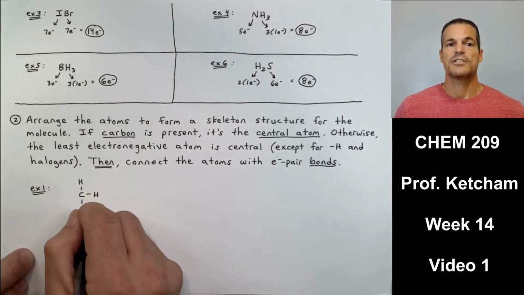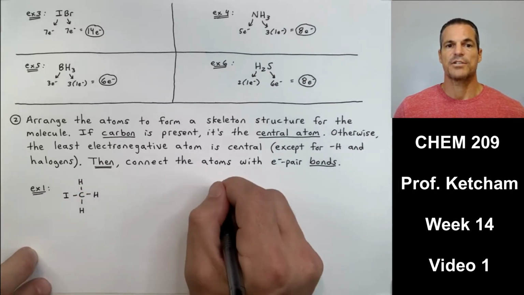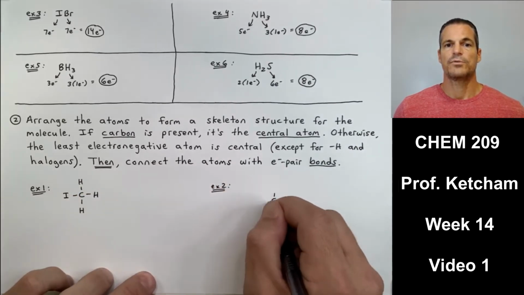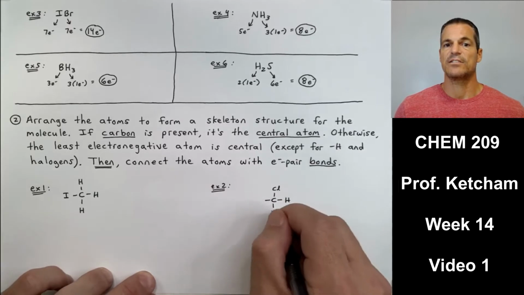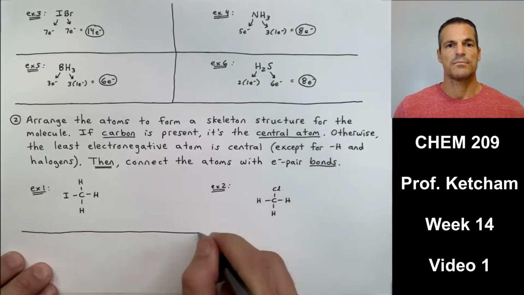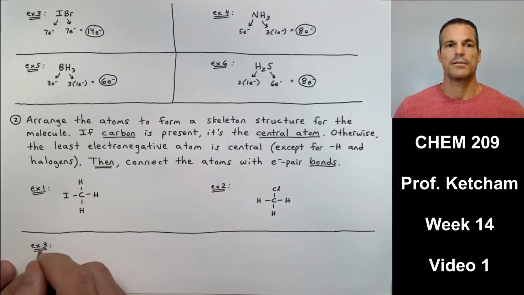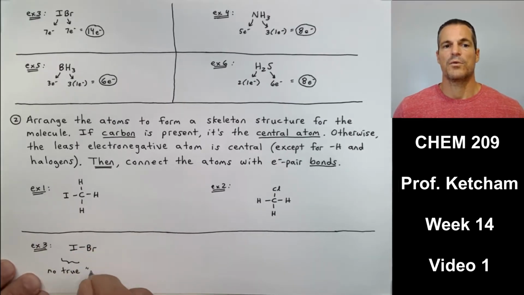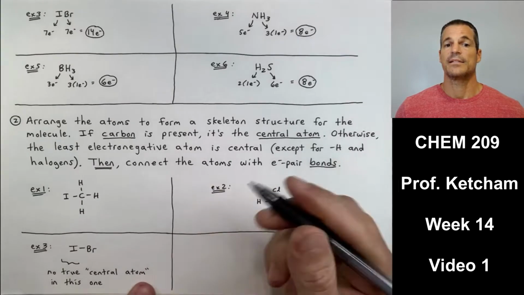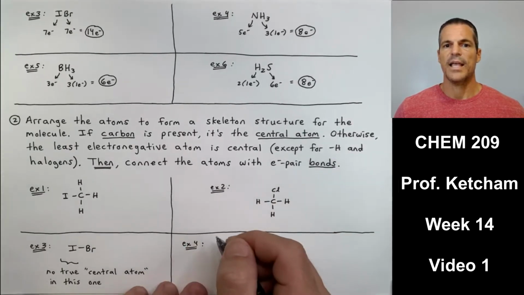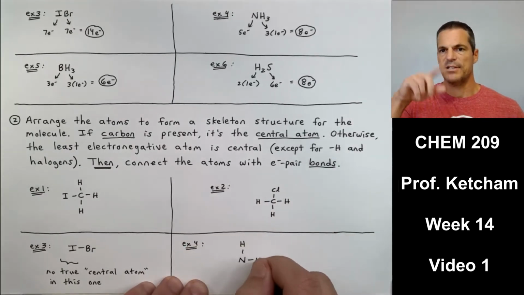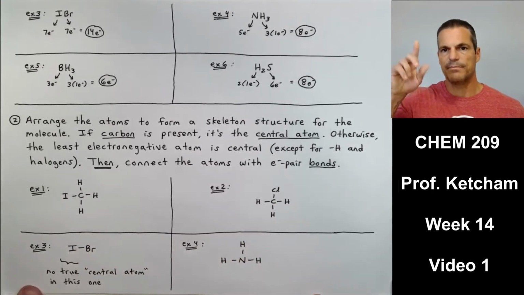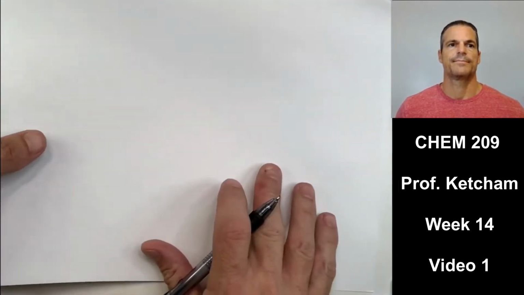So CH3I, make my connections. For example 2, this is CClH3, make my connections. Just making connections, right, with bonds. Each bond is 2 electrons. IBr, well, there's no other way to connect it. There's no true central atom with IBr. You need 3 atoms to have a central atom. In example 4, I put my N in the middle and I put my H's, I spoke my H's out, up, down, right, left, either way I want.